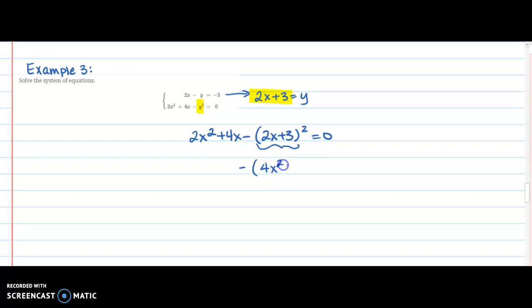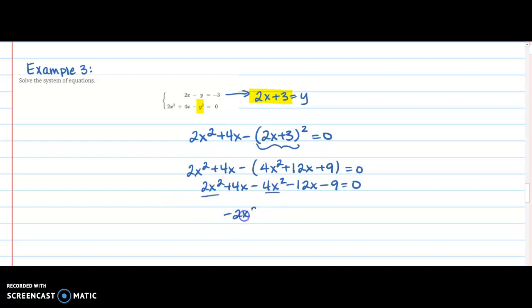So that'll give you 4x squared plus 2 times 3 is 6, times 2 is 12x, plus 9. Feel free to write that all out and expand and distribute if you need to. Distribute that negative sign in there. That'll give me 2x squared plus 4x minus 4x squared minus 12x minus 9 equals 0. Combine like terms: negative 2x squared minus 8x minus 9 equals 0.